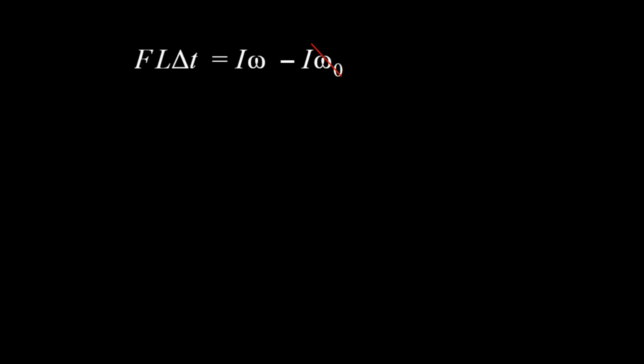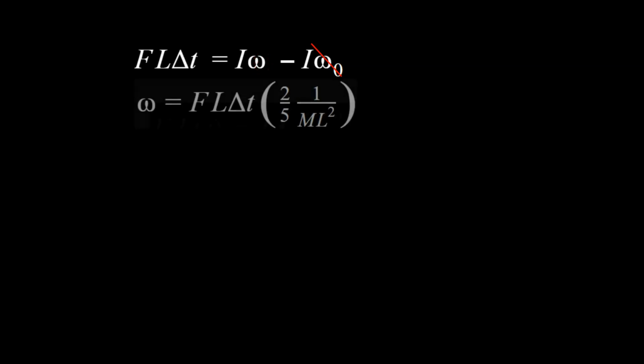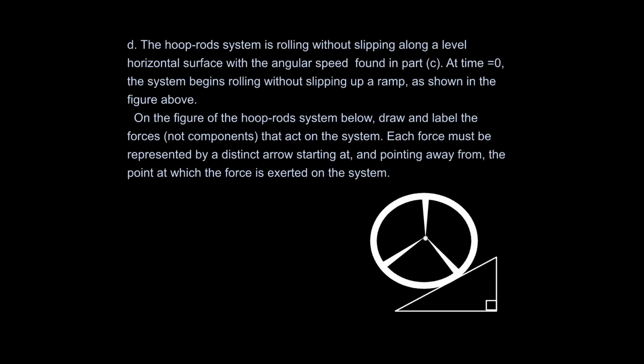Let's continue with that. I notice that my initial angular speed is going to be 0. That means that term goes away. And I am looking for the final angular speed, so it just becomes very easy to simplify. We go ahead and substitute in our I value that we had solved for previously, and we're going to simplify what we can, and this ends up being our answer to this part of the problem.